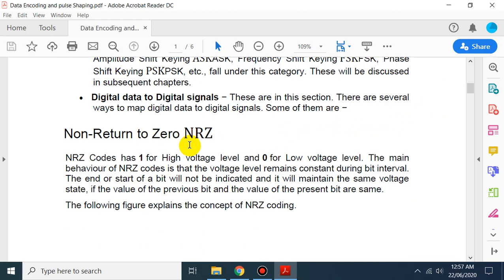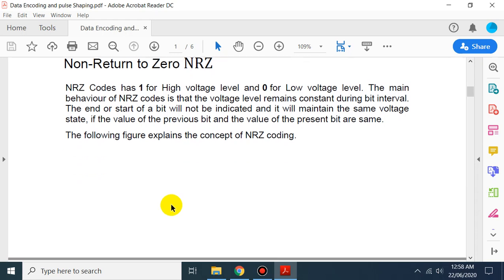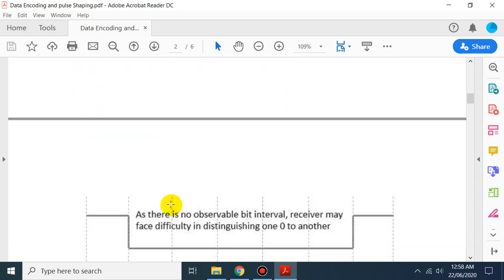Non-return to zero codes have 1 for high voltage level and 0 for low voltage. The main behavior of non-return to zero code is that the voltage level remains constant during the bit interval. The end or start of a bit will not be indicated, and it will maintain the same voltage state if the value of the previous bit and the value of the present bit are the same. The following figures explain the concept of non-return to zero coding.